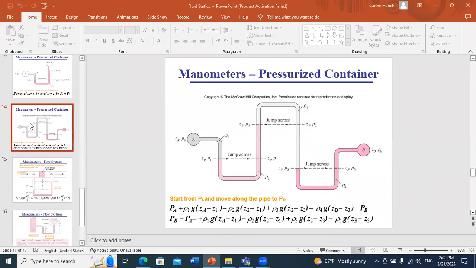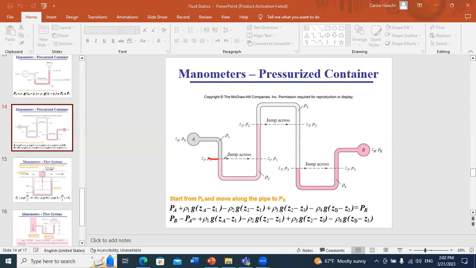Another example, okay? If you have, for example, the following figure, and you want to relate the pressures at A and B. So let's say you know pressure at A, and you want to deduce the pressure at B, okay? So the method is always the same. I start from A. I have several fluids here, so I should pay attention, okay?